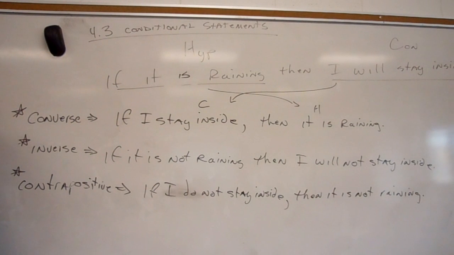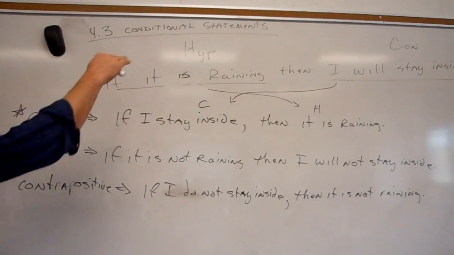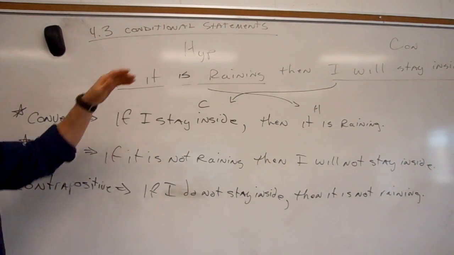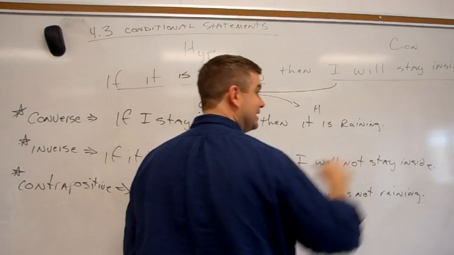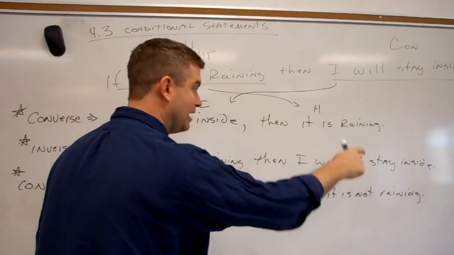The inverse of our conditional statement, a nice easy way to remember this, is not. You're going to put a not in front of the hypothesis, and you're going to put a not in front of the conclusion. You need to sit up, please. So if it is not raining, we went back up to the original statement and we inserted a not. And we say if it is not raining, then our conclusion is, then I will not stay inside.